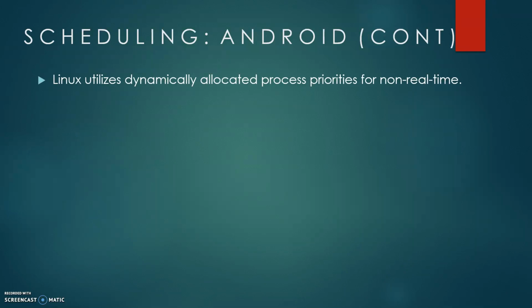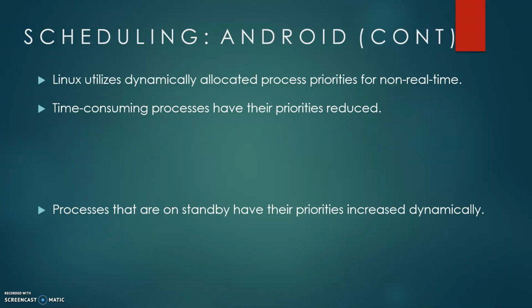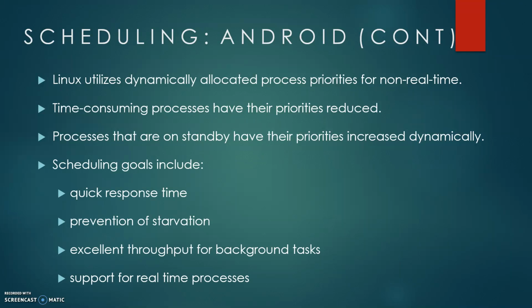Linux utilizes dynamically allocated process priorities for non-real time. Time-consuming processes have their priorities reduced. Processes that are on standby have their priorities increased dynamically. So the scheduling goals include quick response time, prevention of starvation, excellent throughput for background tasks, and support for real-time processes.